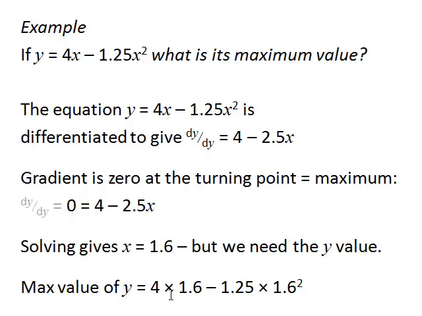and there we have it. 4 times 1.6 minus 1.25 times 1.6 squared, back in the original equation, gives 3.2. And that is the maximum value that y has on the graph.